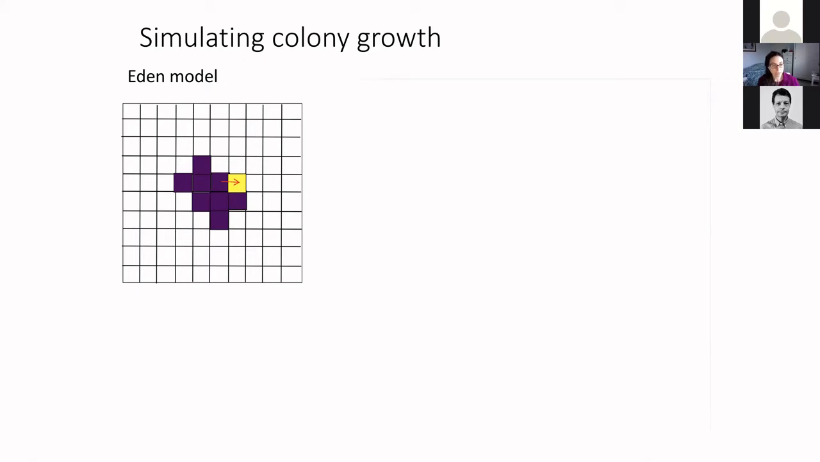So to see whether we were able to capture this high frequency spectrum just by using this simple ingredient, we used a very simple lattice model. In this model, each lattice site represents either an empty site if it's white, a wild type cell if it's purple, and a yellow cell if it's a mutant.